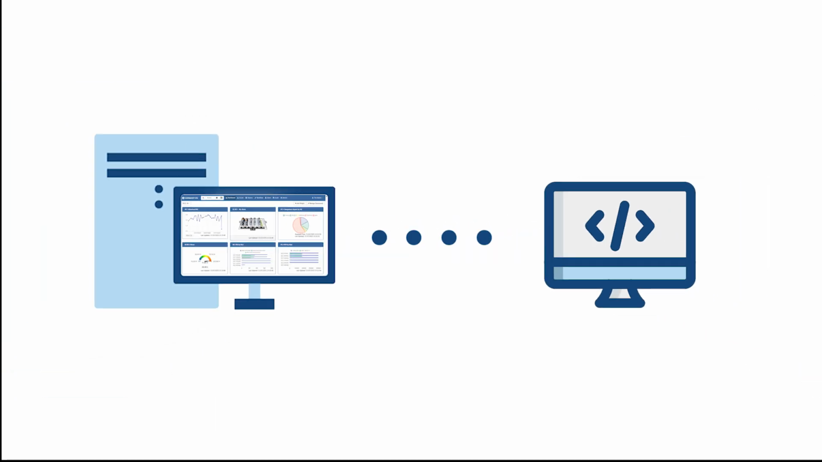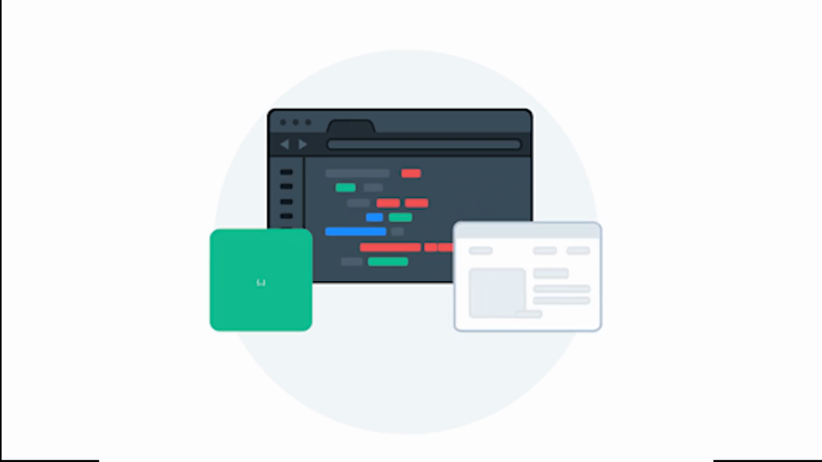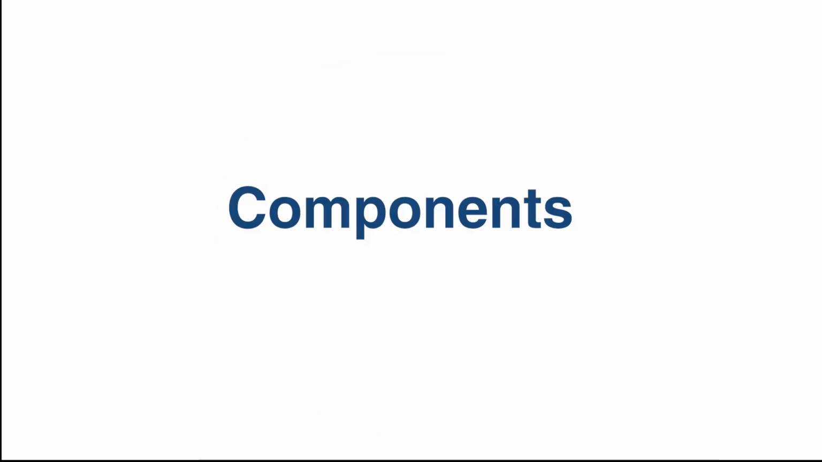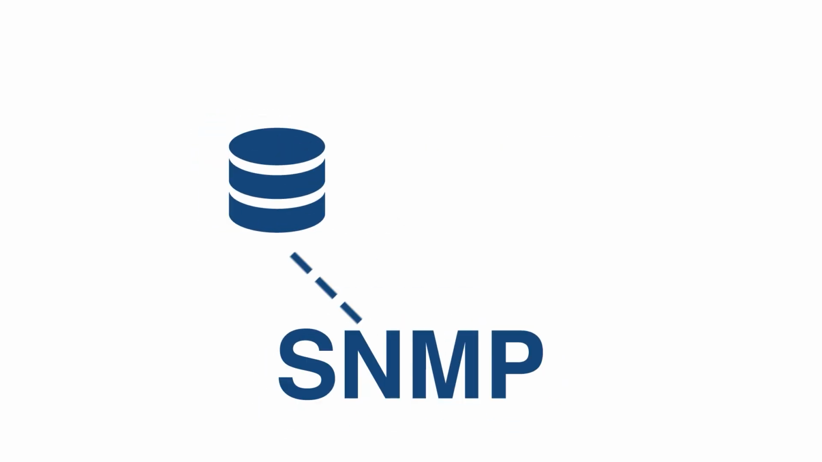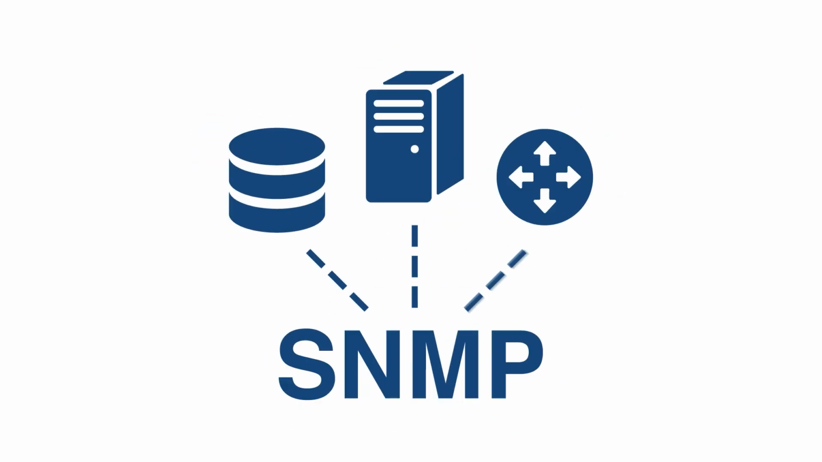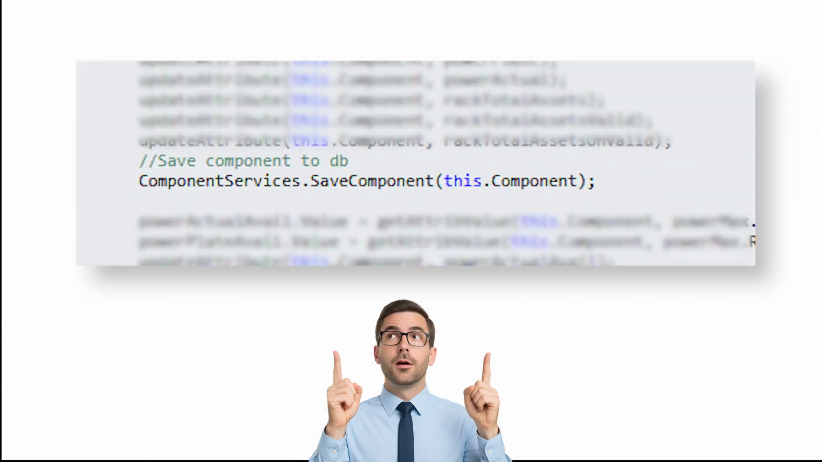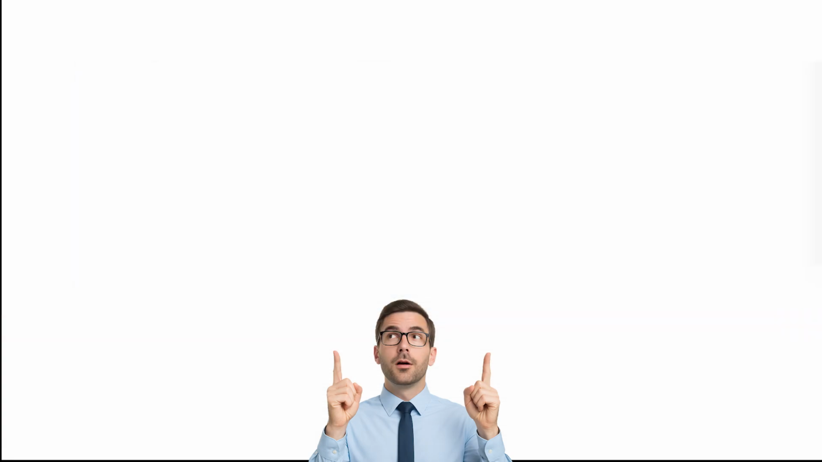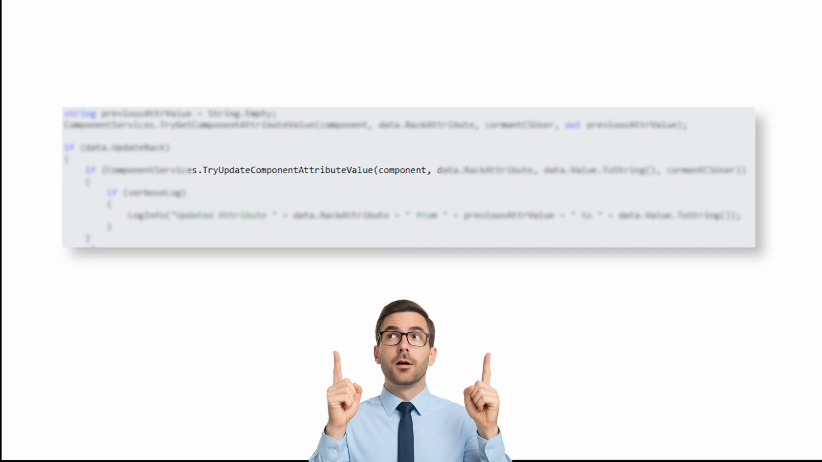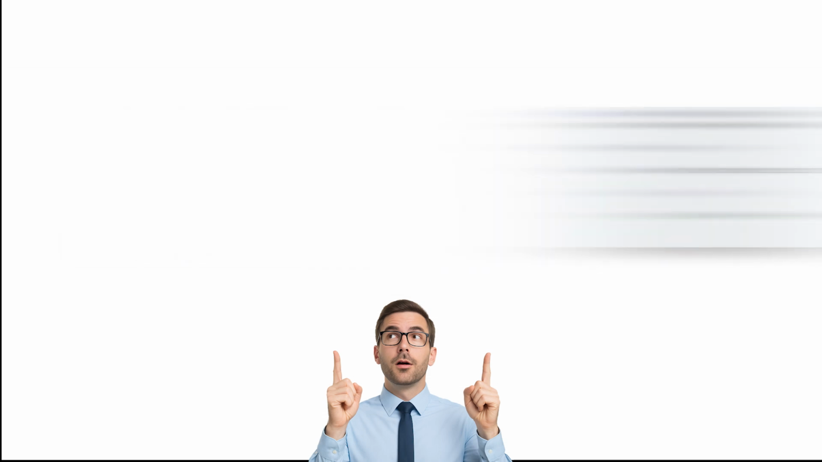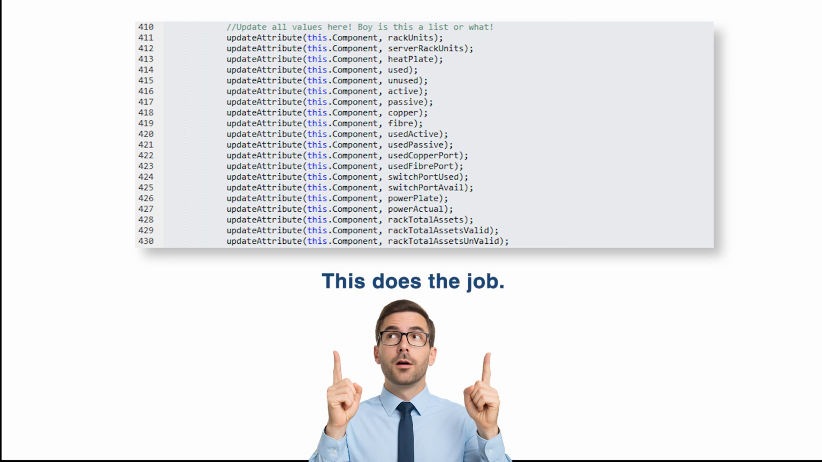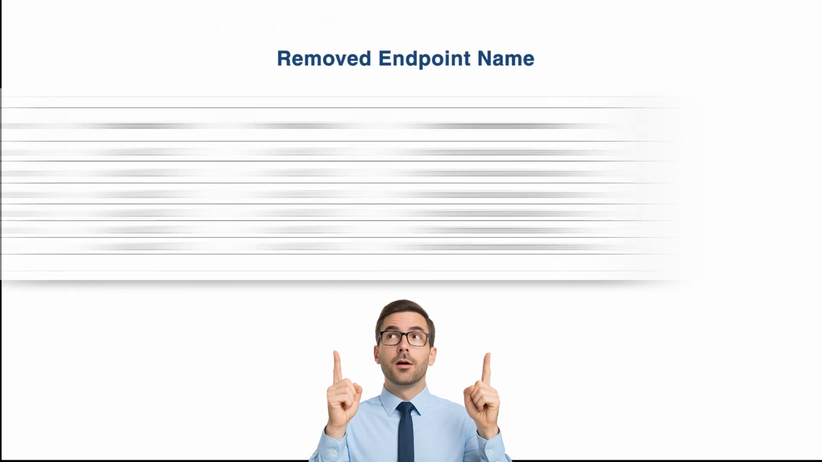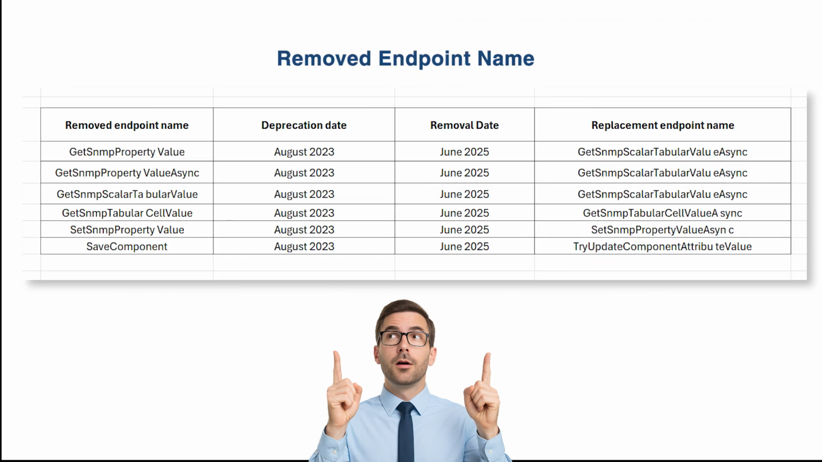Cormant-CS supports extensibility through scripting and web services. Scripting is built-in and ideal for updating components, attributes, and work orders, including querying devices via SNMP or WMI. For the component services, specifically the SaveComponent method, most scripts correctly use the TryUpdateComponentAttributeValue method for updating attributes. However, the subsequent call to SaveComponent appears unnecessary and can likely be removed to streamline the scripts.